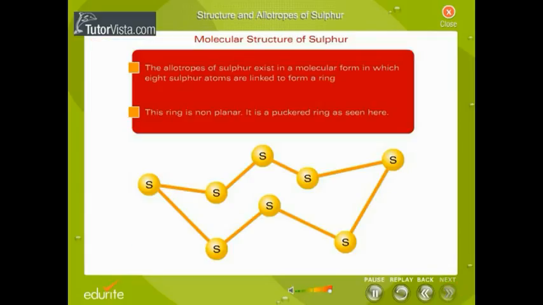Molecular structure of sulfur. The allotropes of sulfur exist in a molecular form in which 8 sulfur atoms are linked to form a ring. This ring is non-planar. It is a puckered ring as seen here.